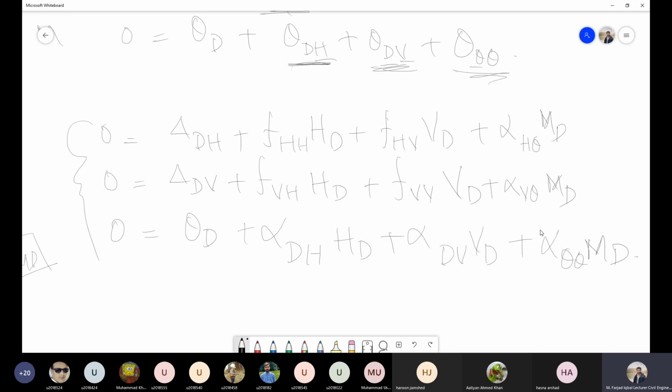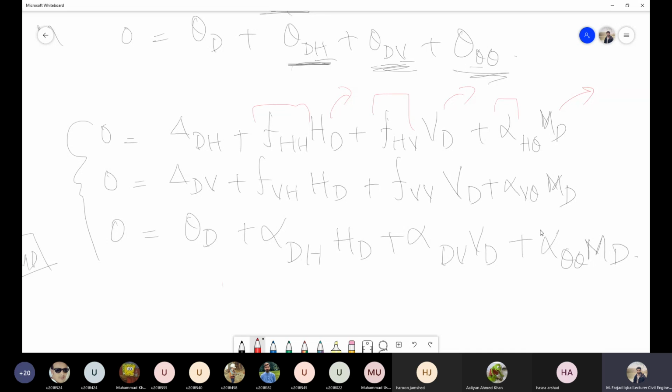Now in these equations, you have how many unknowns? First, we need to find these three reactions, right? These are the basic unknowns. So we have these three unknowns that we need to find out by solving these three equations. But to find these three unknowns, we need to have these 3, 6, 9, and 12 deflections. Then we can find these three unknowns.